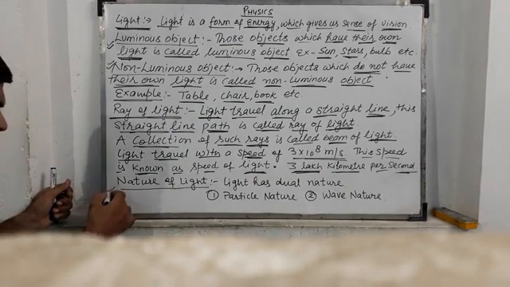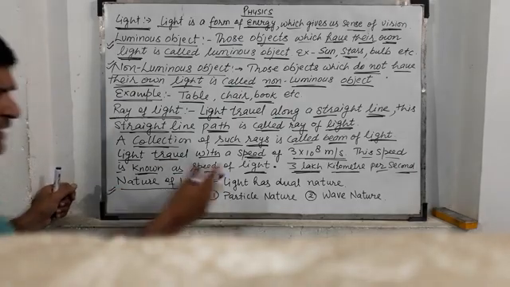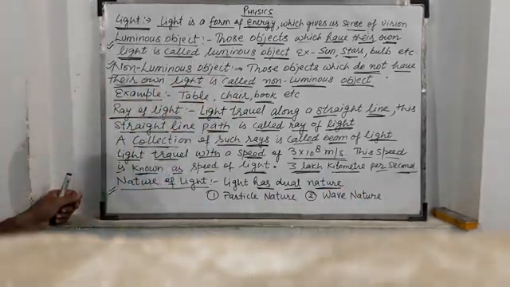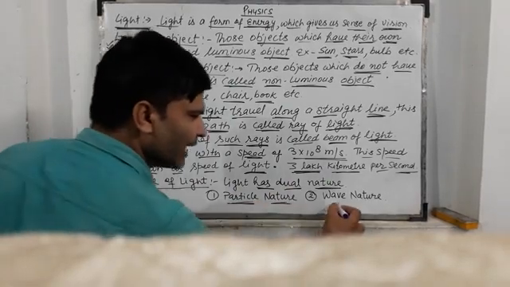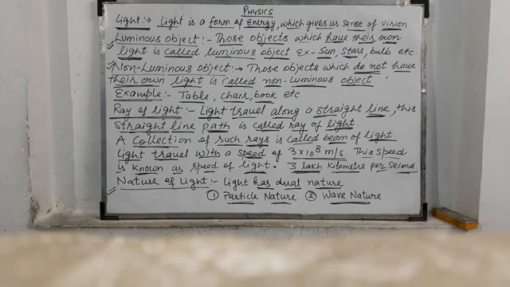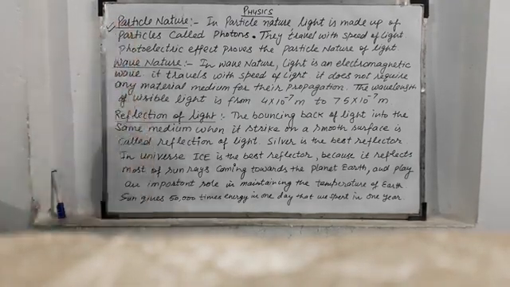Now, the nature of light. Light has dual nature. Dual means two. The first is particle nature and another is wave nature. As we know that light has dual nature, first, the particle nature.